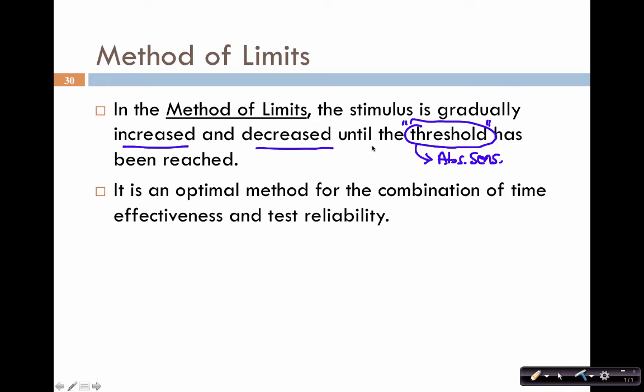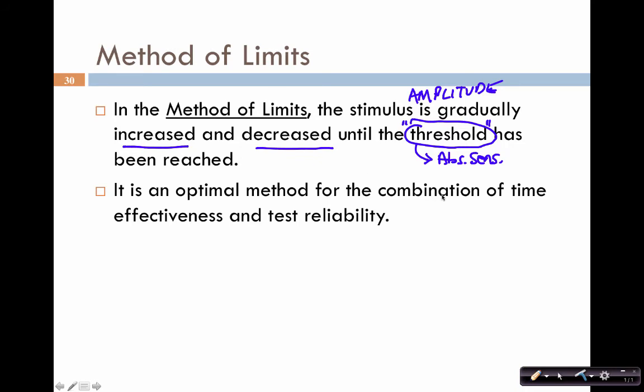All right, so in the method of limits, the stimulus amplitude, because that's what's being changed, is going to be increased or decreased depending on the test sequence until you reach this point of the least amount of stimulus that the person can detect, because that's what absolute sensitivity is.